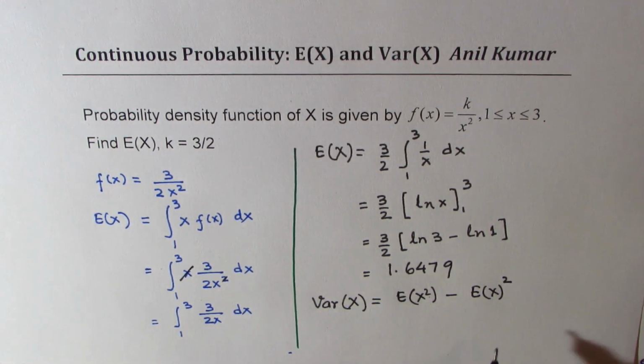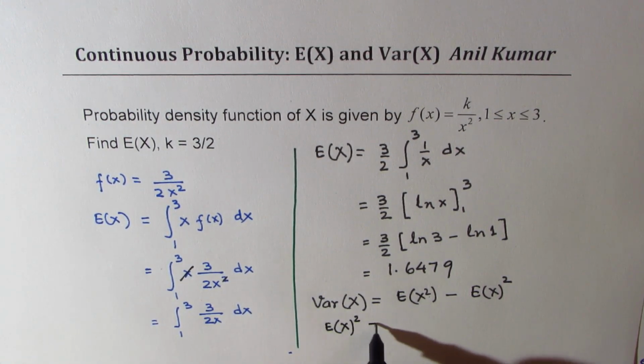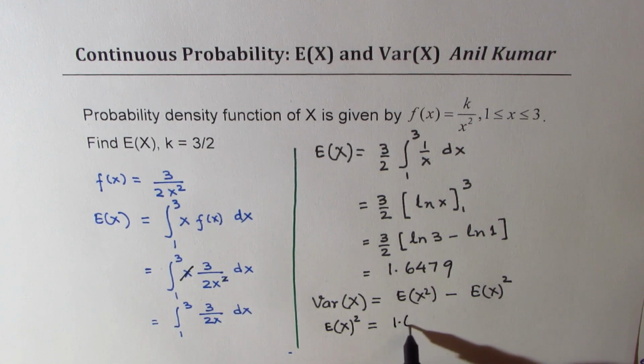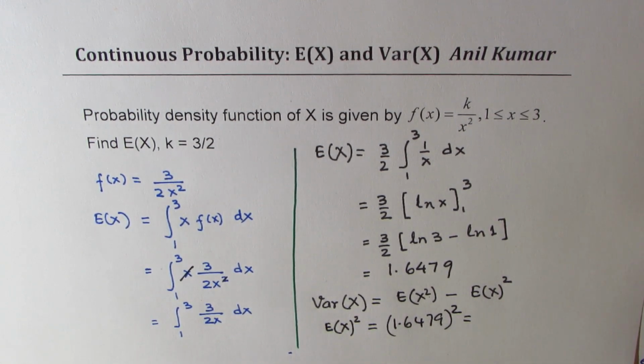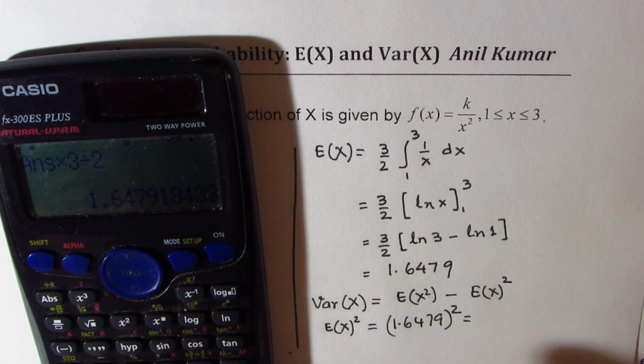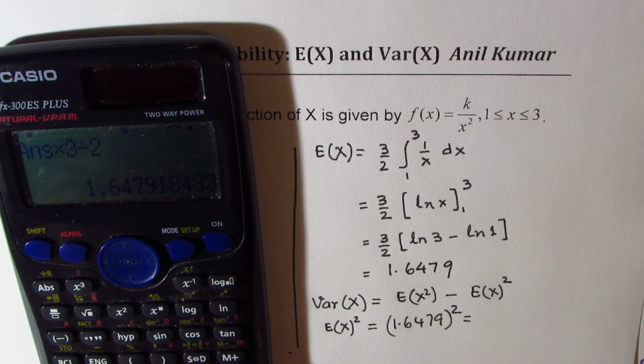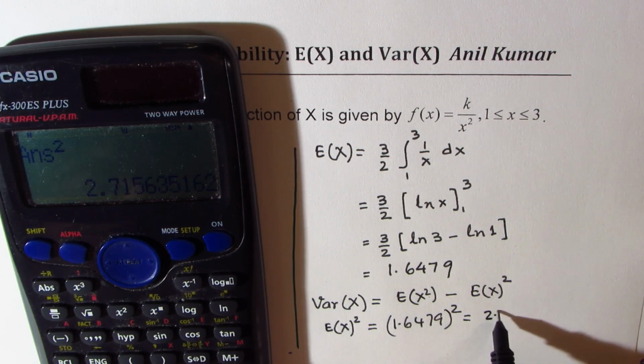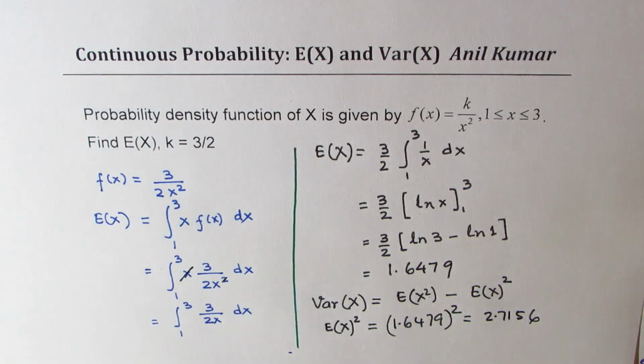So that is what it is. We know now what is e to the power of x whole square, which is 1.6479 square. So let's rewrite this as a square also. So I'm going to square this answer, which gives us a value of 2.7156. So we are going to use this value to calculate the variance.